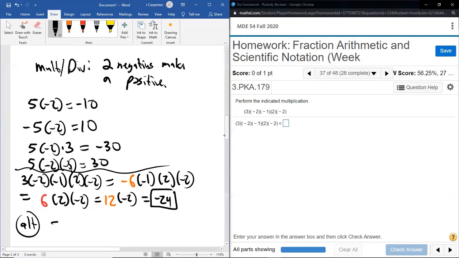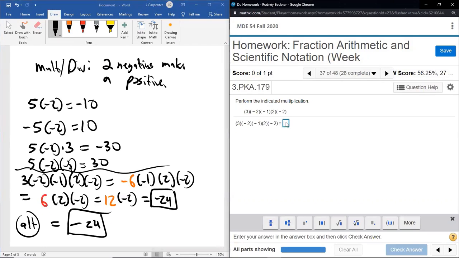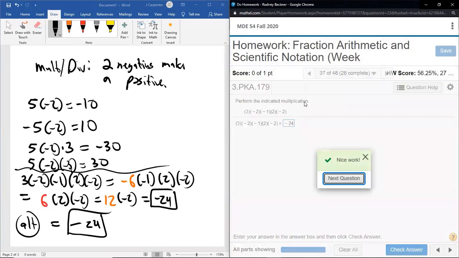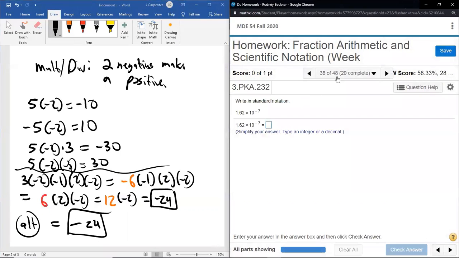That's an odd number of negatives. So the answer is negative, and then just say 3 times 2 is 6, 6 times 2 is 12, 12 times 2 is 24. Just depends on whether you can do this quicker or if it takes you more time. I don't care as long as you can get the answer. However, you get it. All right.